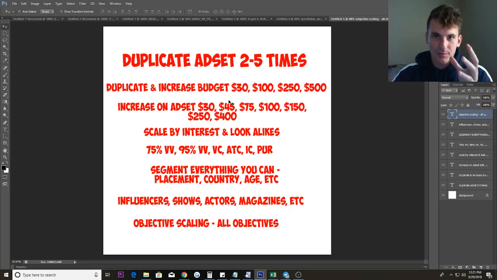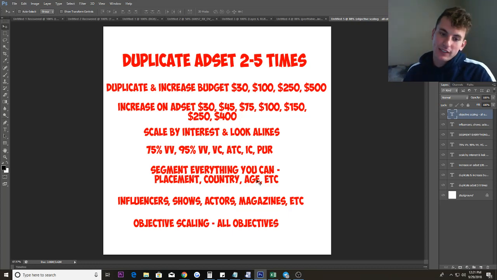The hardest thing with Facebook ads is doing product research. So once you have that down and you can find winning products, this is really what you need to do. Just rinse and repeat, rinse and repeat. Also with interests, you can do influencers, shows, actors, magazines, etc. Any different angle that you can think of, do it.